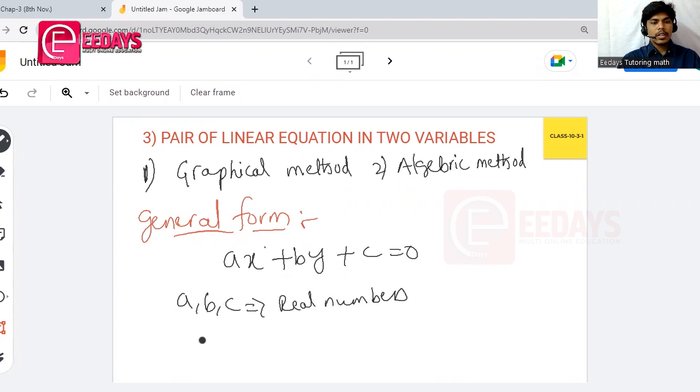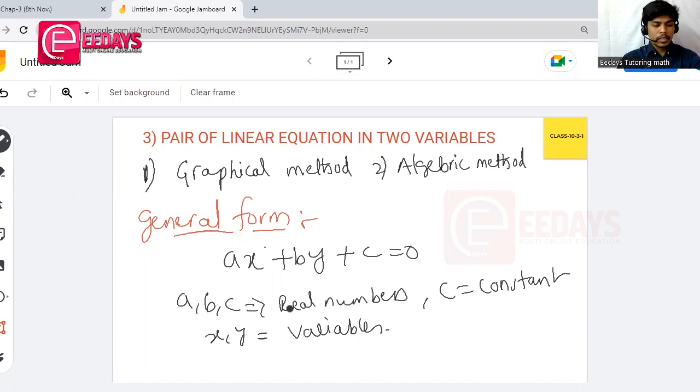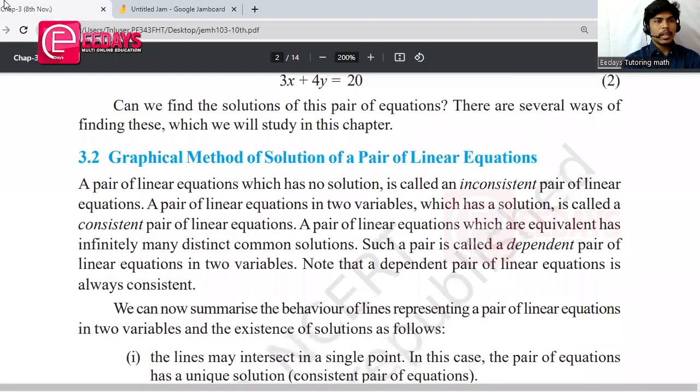c is a constant, as we know, and x, y are variables. Any other conditions for the algebraic representation of a pair of linear equations? Let's see what inconsistent and consistent mean.